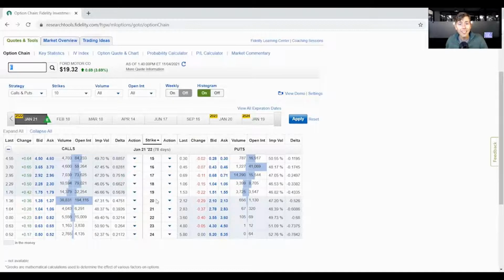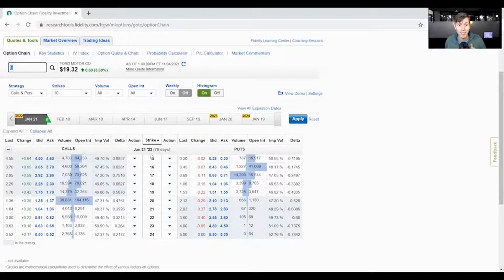So that's one example. Let's just say that I am also bullish on Ford, but I'm looking to earn income. So how do you earn income with options? Well, you can sell a put. So I'd be looking at selling a downside put, and let's say I want to do this over the next couple of months.